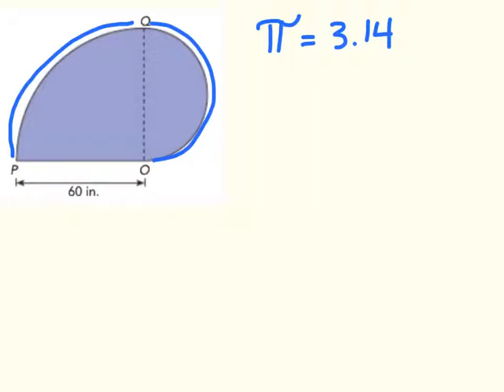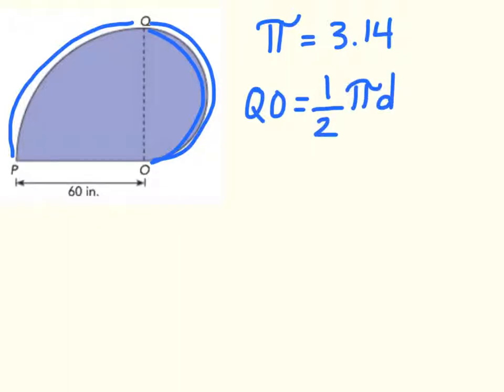First, let's find the length of our semicircular arc, which is QO, this length right here. The length of a semicircular arc is 1/2 pi times diameter. So let's plug in the numbers we know.